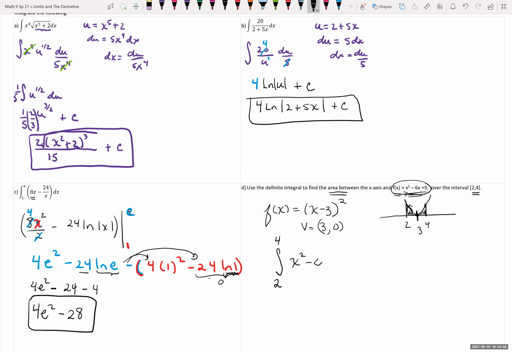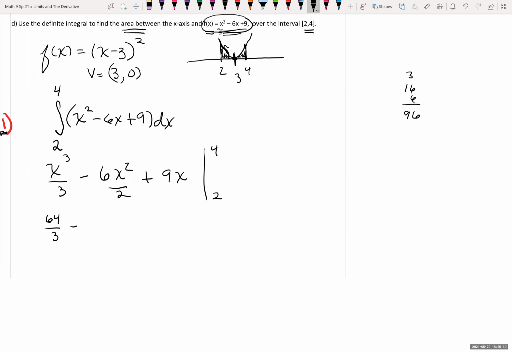So plugging in 4, quantity cubed, that's 64 all over 3, minus 4 squared is 16, times 6 is 96. Actually, let's not do that. Let's first reduce. 2 goes into 6 3 times. So how about 16 times 3? And that's 48. So minus 48 plus 4 times 9, that's 36.